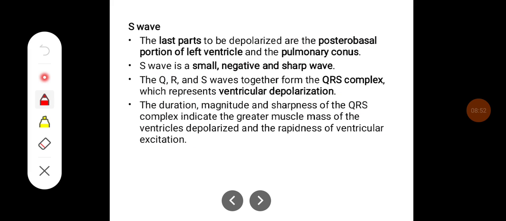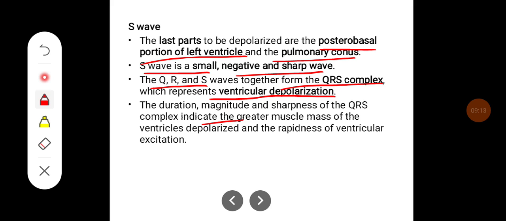The last parts to be depolarized are the posterior basal portion of the left ventricle and the pulmonary conus. The S wave is a small, negative and sharp wave. The Q, R and S waves together form the QRS complex, which represents ventricular depolarization. The duration, magnitude and sharpness of the QRS complex indicate the greater muscle mass of the ventricles depolarized and the rapidness of ventricular excitation.